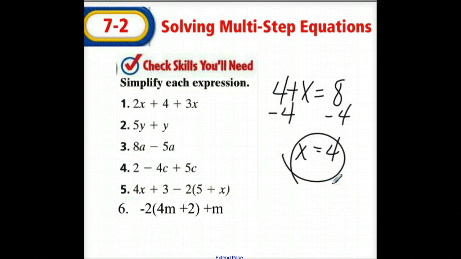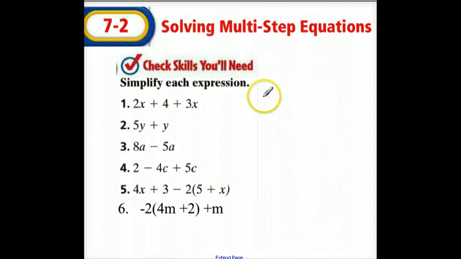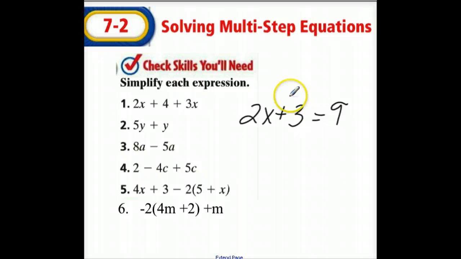In the last lesson, 7-1, we learned how to solve a two-step equation. So a two-step equation, just like the term, has two steps. For example, 2x plus 3 equals 9. Well, first we talked about undo the constant. So the constant is the whole number without the variable. I'm going to subtract 3 in this case.